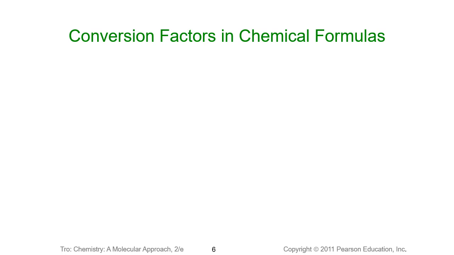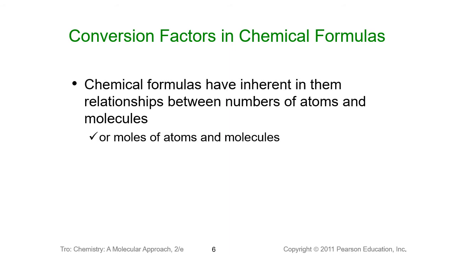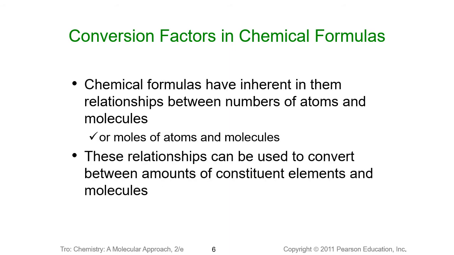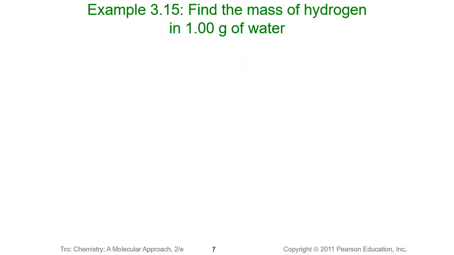Now, when we use molecular formulas or chemical formulas, they have conversion factors built right into the formula. So it's a relationship between the number of atoms and the number of molecules, or moles of atoms and molecules. And we can use these to help us figure out the amount of one particular element in our compound. So here's an example. Find the mass of hydrogen in 1 gram of water.